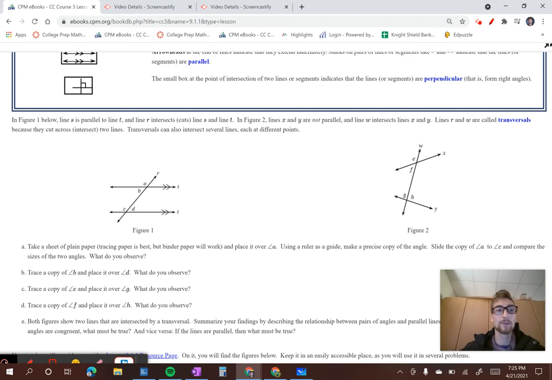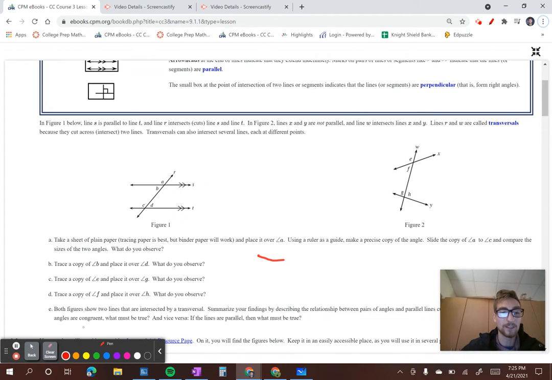It says in figure 1 below, line S is parallel to line T. And when you read something like that, you might just kind of ignore it or be like, wait, what is it saying? But what I like to do is actually put it on my paper, exactly what it's saying. So it says line S. Well, line S is right here, so I'm going to make a line over it, and I have my little parallel marking lines. It's parallel to line T. Oh, that makes sense because it looks like these lines would go on forever and never touch each other.